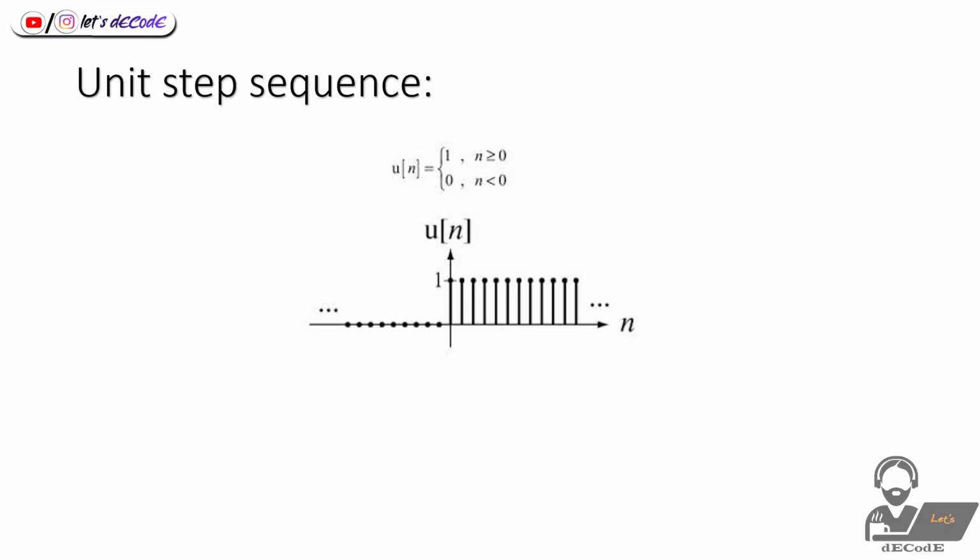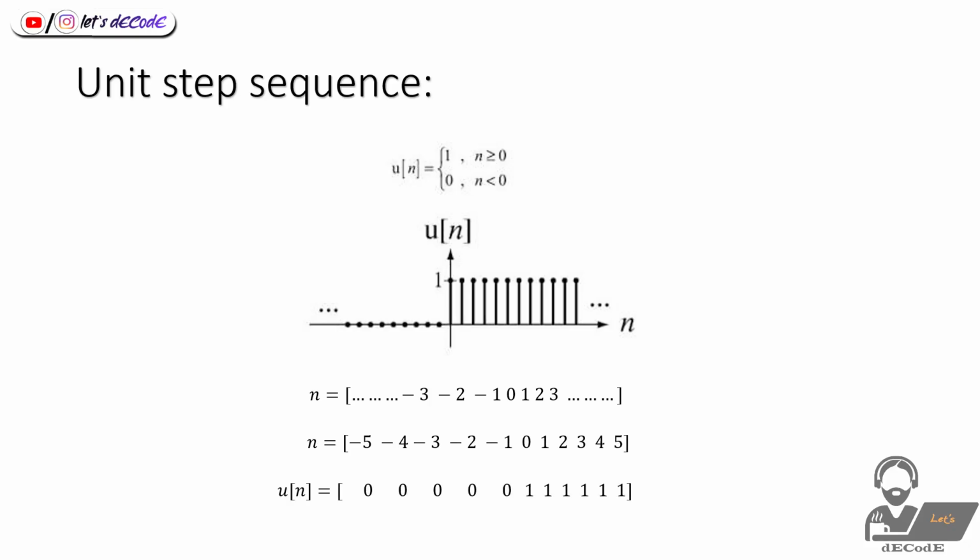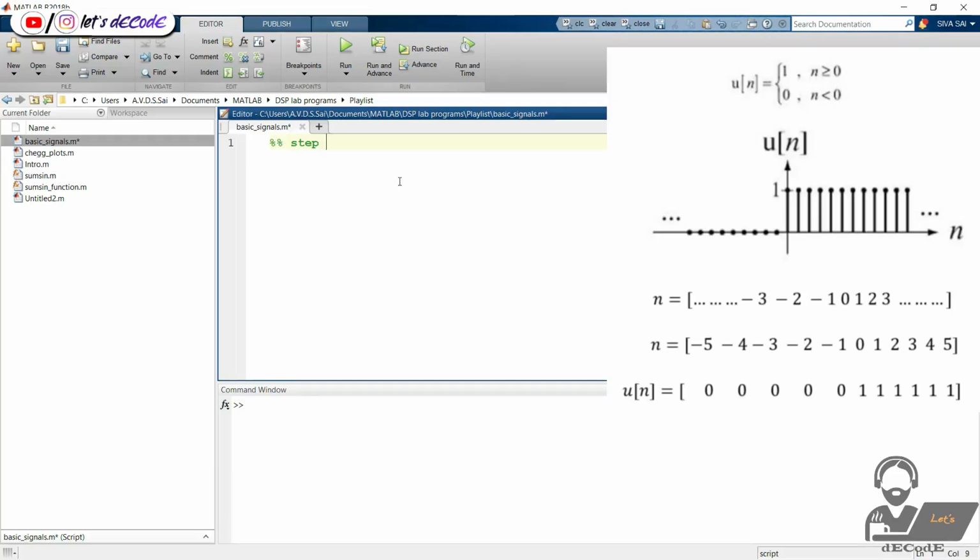A unit step signal u[n] is 1 when n is greater than or equal to 0 and 0 when n is less than 0. The range of n is from negative to positive large number. Let's fix the range from -5 to 5 only for better understanding. So the respective u[n] values are like this. Let's make this in MATLAB.